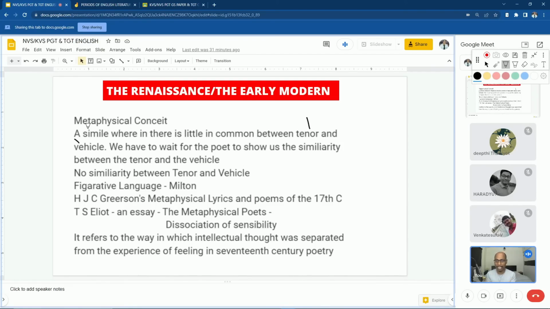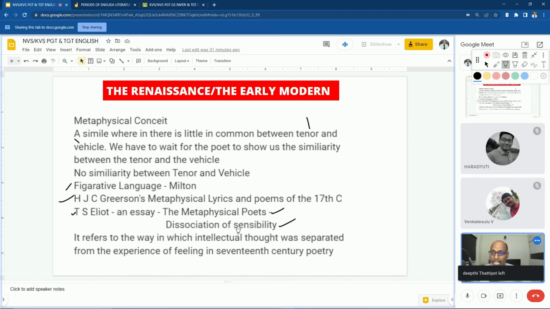When a simile is there, when two things are compared, we compare two things with some kind of likeness, similarity. But when these two things are compared in a metaphysical conceit, there will be no relation between these two things. Okay, and Milton used figurative language, and H.J.C. Grierson's Metaphysical Lyrics and Poems of the 17th Century, and T.S. Eliot had written an essay on the metaphysical poets, and he talks about the dissociation of sensibility. It refers to the way in which intellectual thought was separated from the experience of feeling in the 17th century poetry.